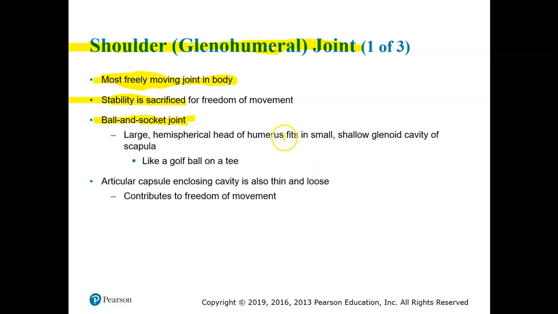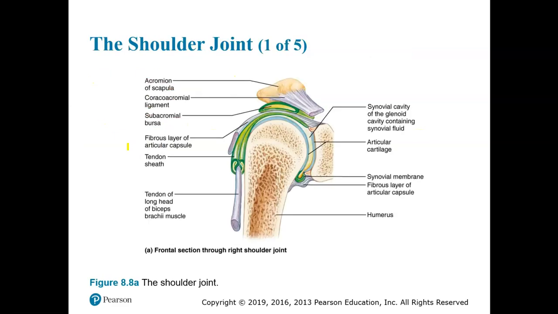It is a ball and socket joint. The head of the humerus fits into the glenoid cavity of the scapula. And here you can see a picture of the shoulder joint and some of the components. The acromion shown here is an upper projection of the scapula, and the coracoacromial ligament is attached to it. Then there is a bursa below that acromion. It's called the subacromial bursa.